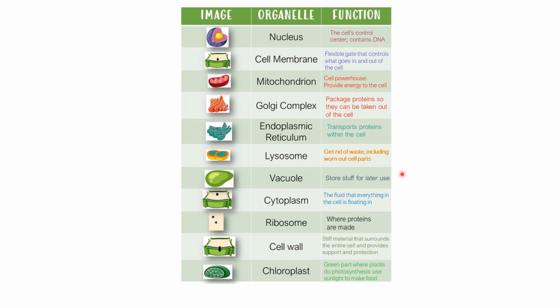Vacuole stores substances for later use. Cytoplasm: the fluid that everything in the cell is floating in. Ribosome: where proteins are made, which is why it is called the protein factory. Cell wall: stiff material that surrounds the entire cell and provides support and protection. Chloroplast: the green part where plants do photosynthesis, using sunlight to make food.